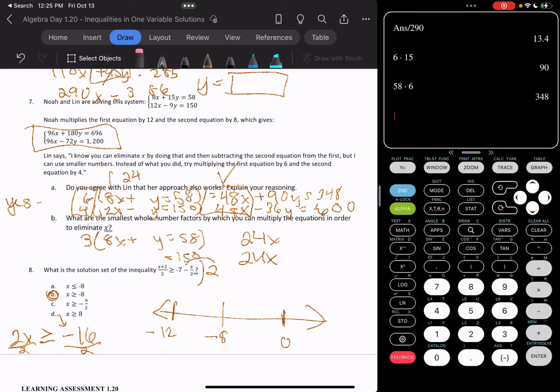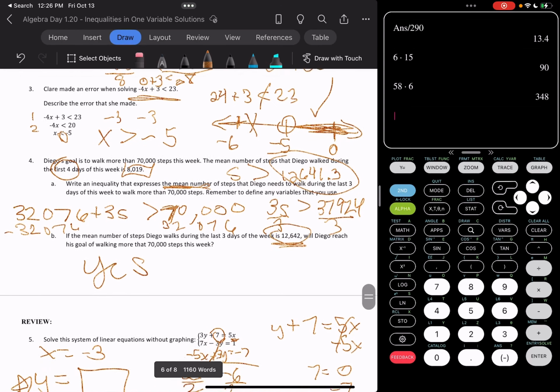Now, if I were to plug in 0 here, I would get 0 plus 2 is 2. 2 divided by 2 is 1. Is that greater than or equal to negative 7 minus 0? Yes. 1 is greater than or equal to negative 7. So this tells me that my graph is going to be going up in this direction and therefore is a greater than situation because my answer should be more than or greater than negative 8.